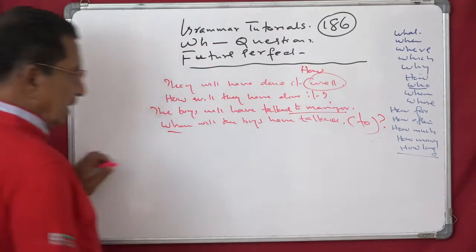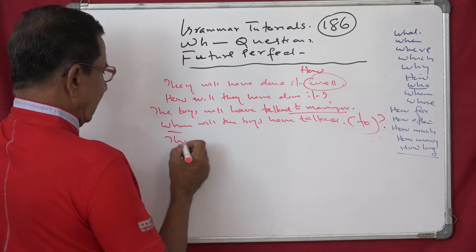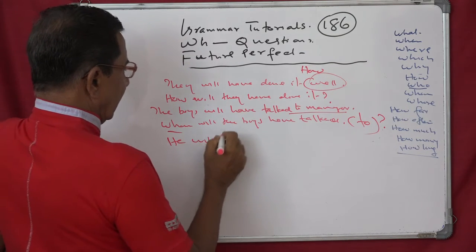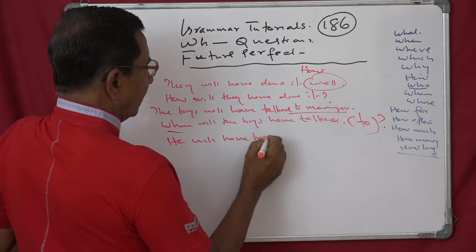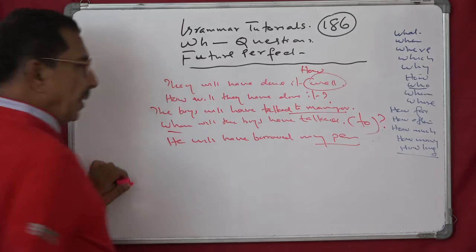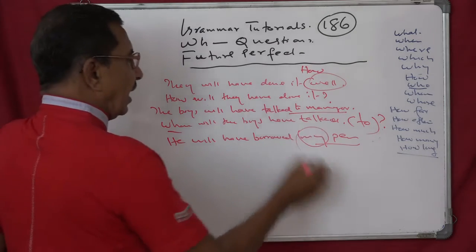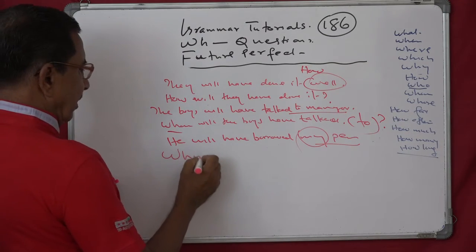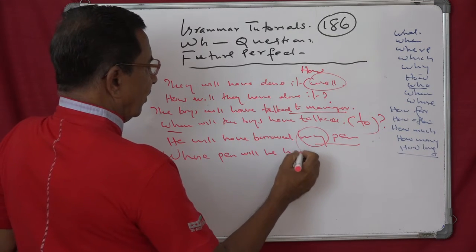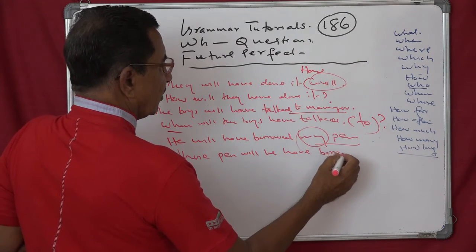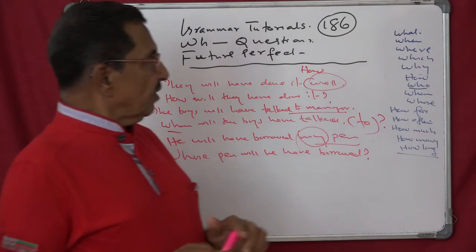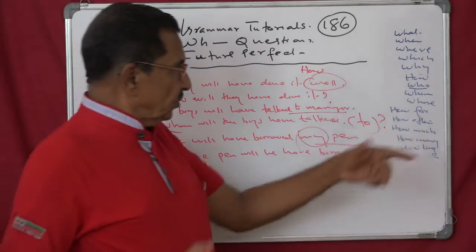Now we have got whose, isn't it? He will have borrowed my pen. So, my pen. Here's the answer. So, whose pen will he have borrowed? So, you have got questions on that also. Whose? So, we are seeing questions what, when, where, which, why, how, who, whom, whose. Isn't it?